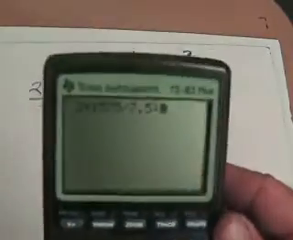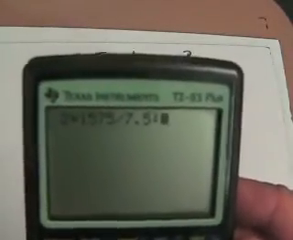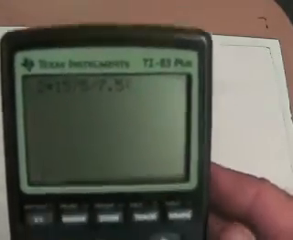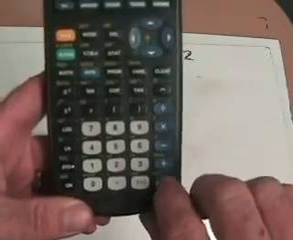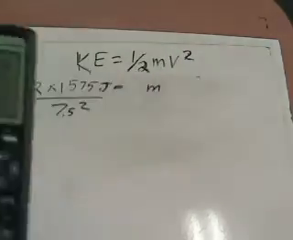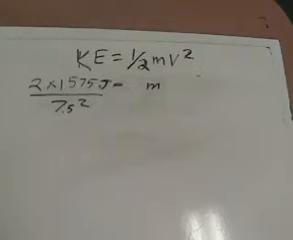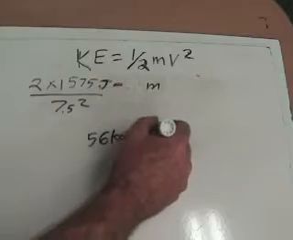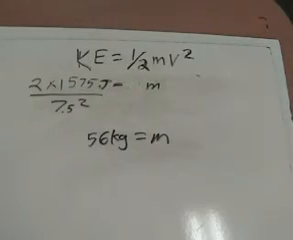Now look what I've got here. That's what you want to see: 2 times 1575 divided by 7.5 squared. And when I hit enter, I see that I get 56 kilograms. My answer is 56 kilograms equals the mass of the runner.